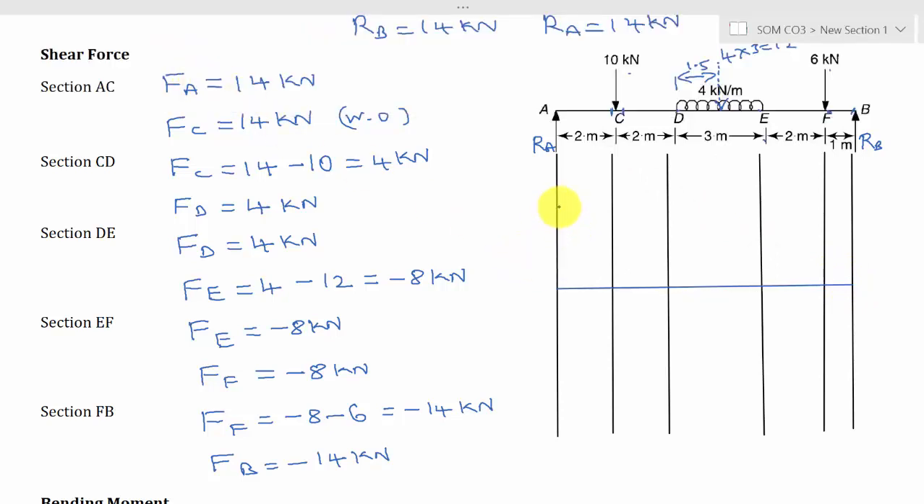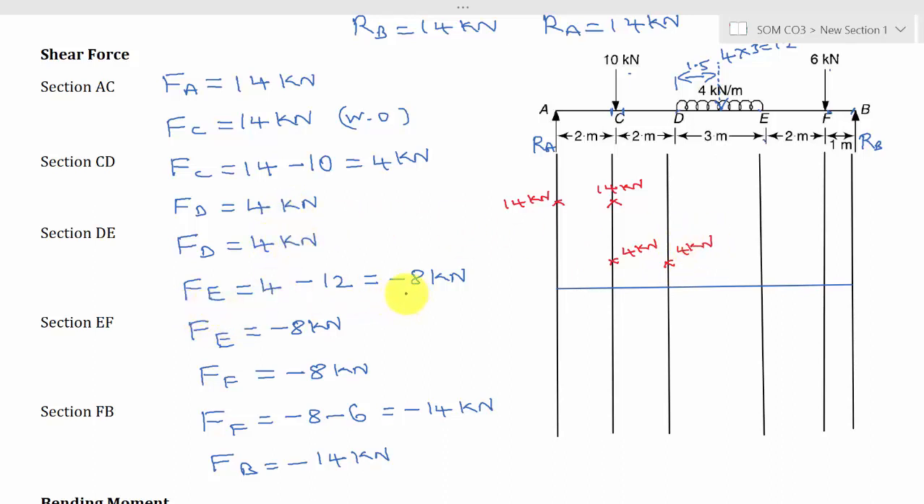So Fa is plus 14 kilonewton. Then Fc, we have two values. The first value is 14 kilonewton, and the second value is 4 kilonewton. We can see that we have two values, 14 and 4. Then Fd is 4 kilonewton. The next value is also 4, fine.